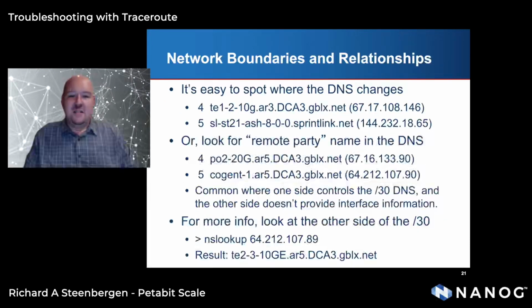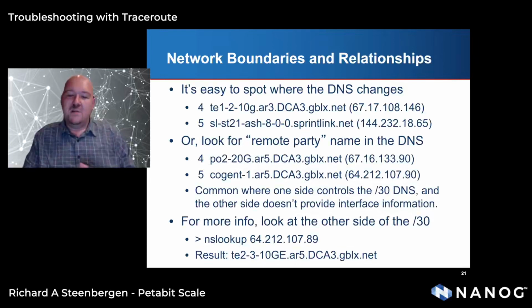So it's pretty easy to spot where the DNS changes. Here's an example where you're going along and hop 4 says Global Crossing. Wow, that's defunct. And hop 5 says Sprint. Another thing that you'll see pop up is when you see the remote party in the DNS name. So here you see hop 4 was clearly Global Crossing, and hop 5 is the Cogent side of a Global Crossing.